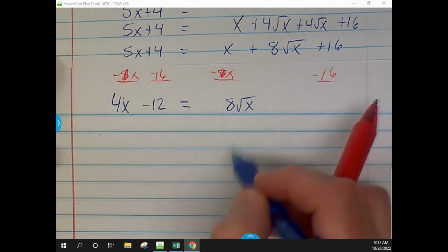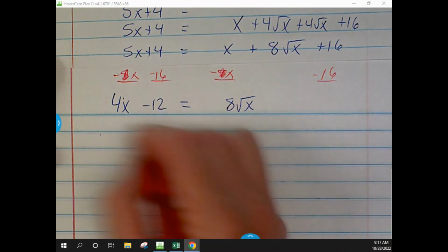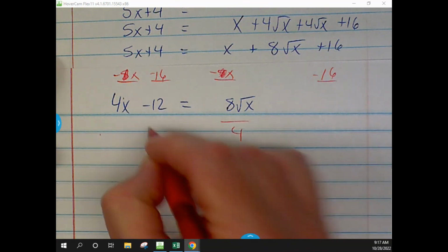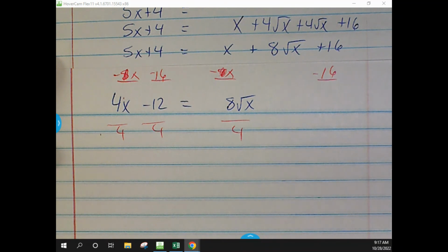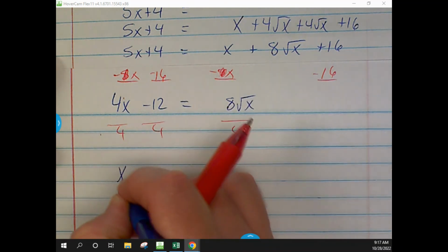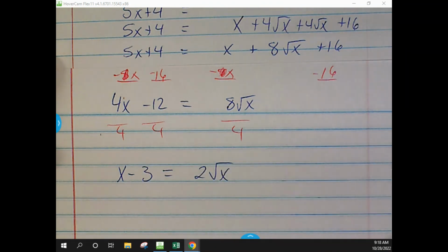Because normally we would divide by 8 for this to cancel. We've got the square root of x and we'd be good to go. But if we do that over here, we're going to have fractions, and we don't like fractions. So let's just divide everything, because these are all multiples of 4. Let's just divide everything by 4. So that would leave us with x minus 3 equals 2 square root of x.